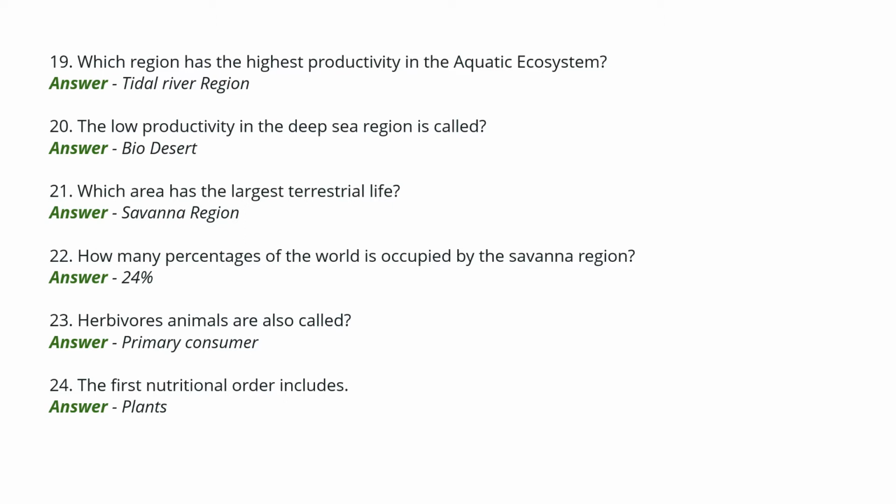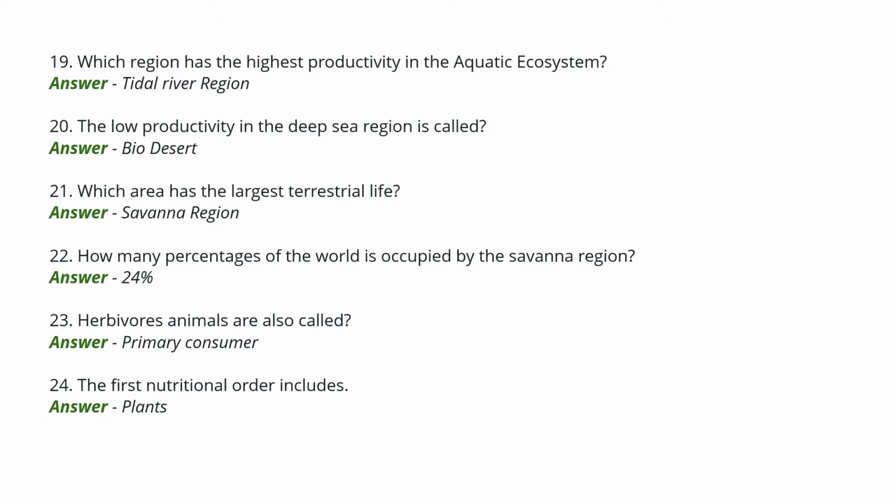The savannas are also known as tropical grasslands, and they are found to the north and south of the tropical rainforest biomes. The largest expanses of savanna are in Africa, where much of the central part of the continent, for example, Kenya and Tanzania, consists of tropical grasslands. So 24 percent of the total world is occupied by the savanna region.